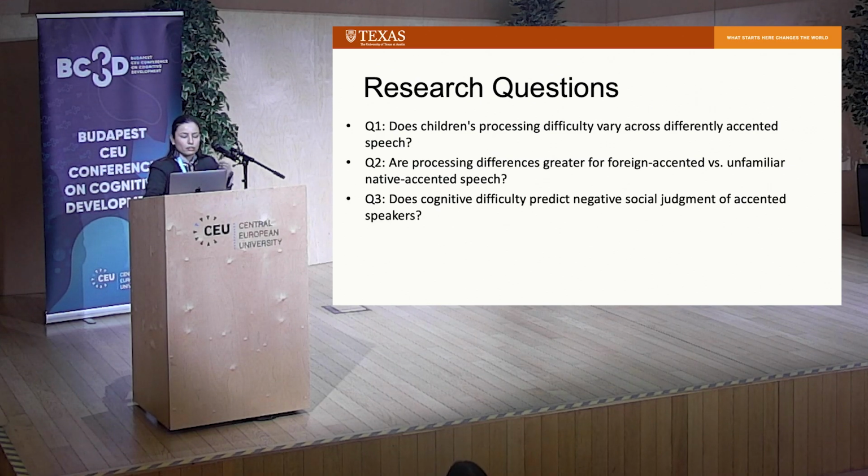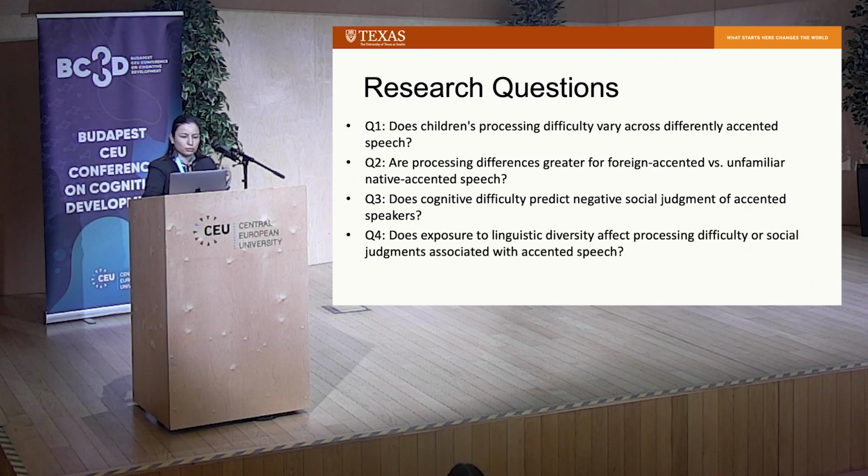And then, does cognitive difficulty predict negative social judgment of accented speakers? So again, looking at whether this is where the bias is coming from, or part of the bias can be attributed to this. And then also, I had a little chance to explore, at least on the US side, the effect of linguistic exposure. So how you would think about other types of social biases where exposure reduces the bias. Is the case the same for accents?